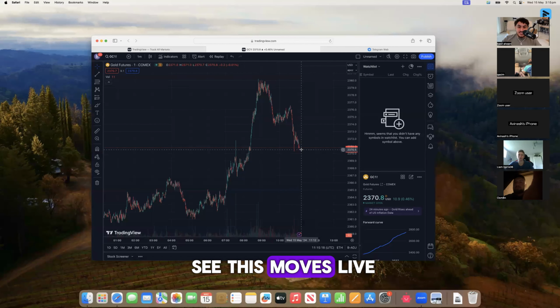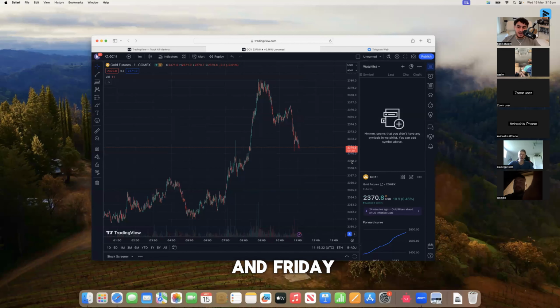And as you guys can see, this moves live. So right now the markets are open because it's between Monday and Friday. So the prices are moving as we speak. See this, now it's 2371.1. Let's see what happens after now. Might go down, might go up. Let's have a look. Is it going to go down? Is it going to go up? It's gone down to 70.9. So this is a live chart, right?